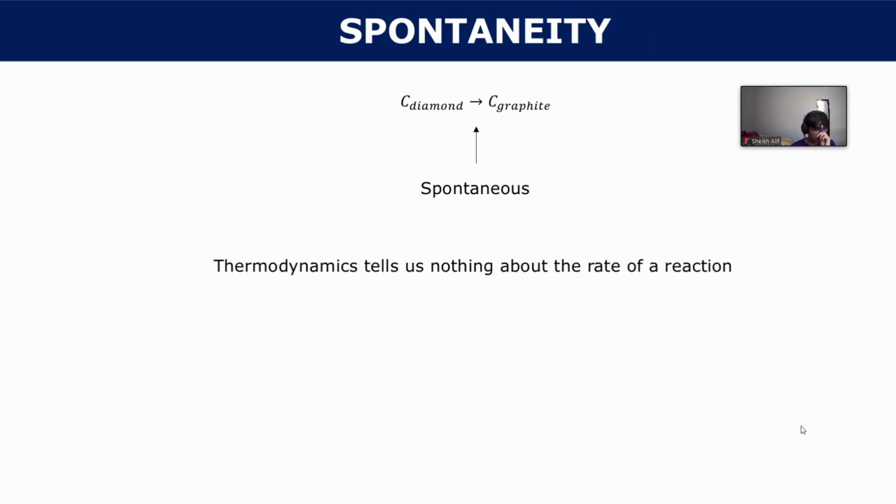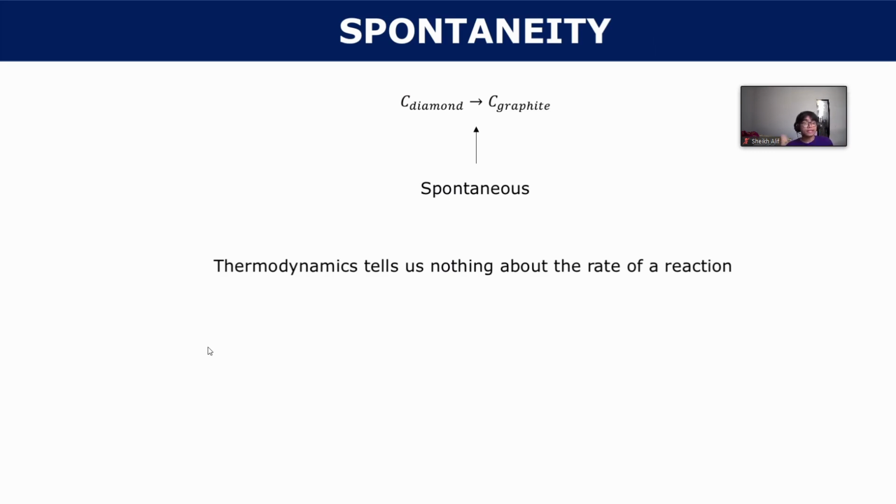So when we're studying thermodynamics, we can use thermodynamics to tell us whether or not a reaction is going to occur, but we cannot use it to tell us how fast a reaction is going to occur. For that, you're going to need kinetics, which I believe is the next unit.